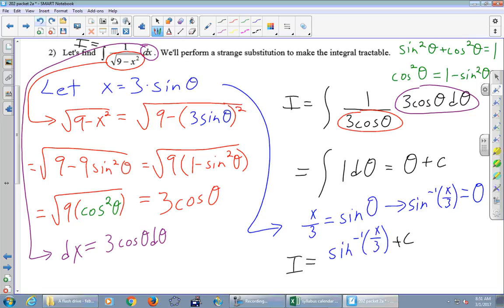And that's it. The antiderivative of 1 over the square root of 9 minus x squared dx is inverse sine of x over 3 plus c. And as usual, you can check. What do we have to do to check? Take a derivative of this and hope that we get that thing back there. You have to do just a tiny bit of algebra to clean up your derivative, but everything will work out hunky-dory. Questions on that?